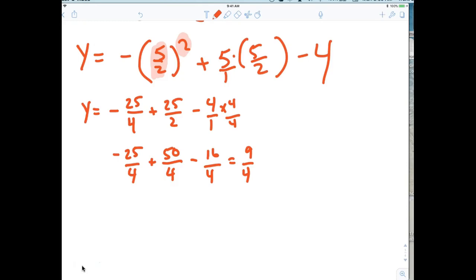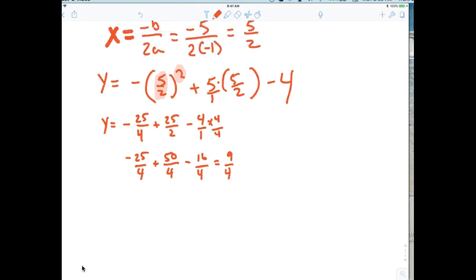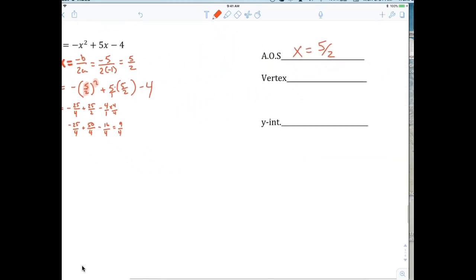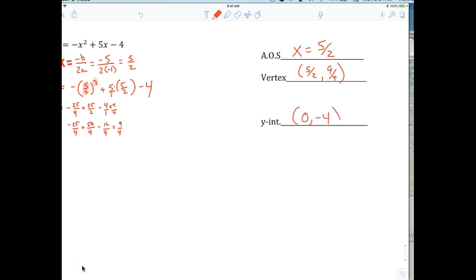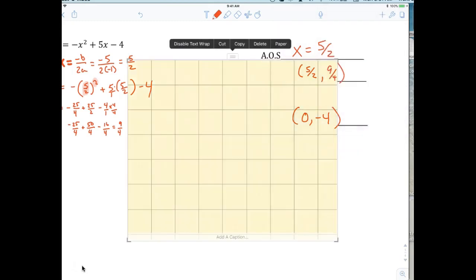All right, everybody happy now? All right, so now my vertex is at 5 halves, comma, 9 fourths. Now my y-intercept is 0, comma, negative 4. 0, comma, negative 4. All right, so now let's go ahead and add in.